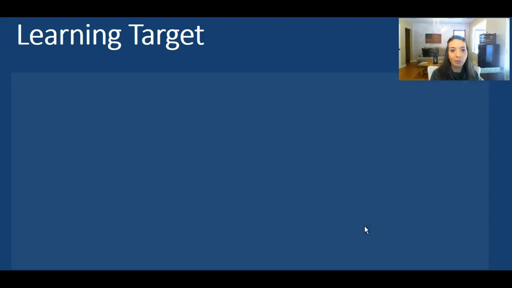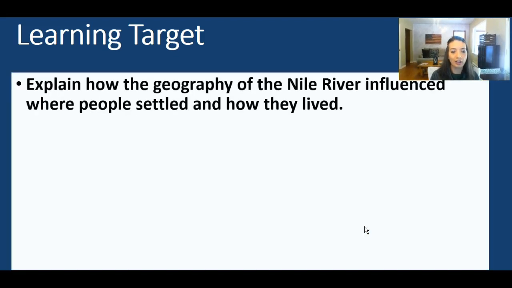Okay? So before we begin, let's talk about our learning target, and it says explain. You will be able to explain how the geography of the Nile River influenced where people settled and how they lived.